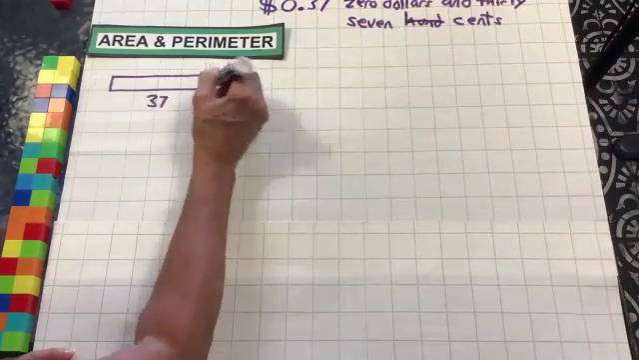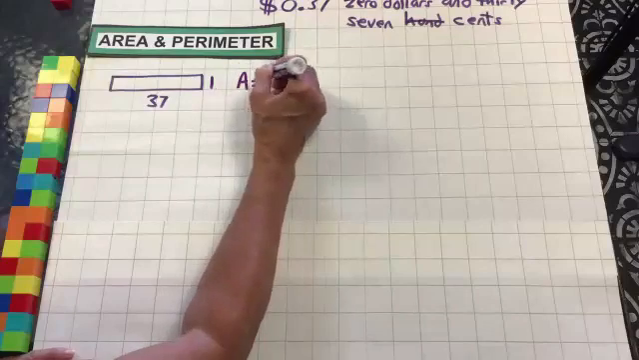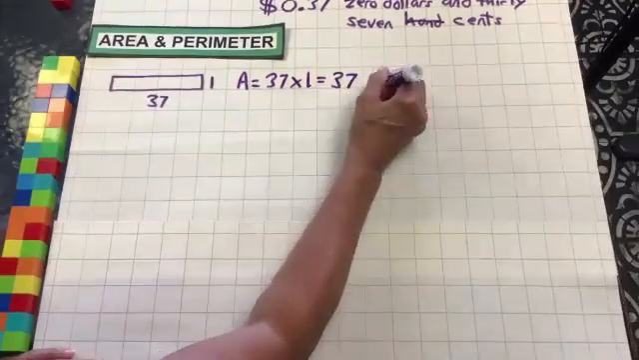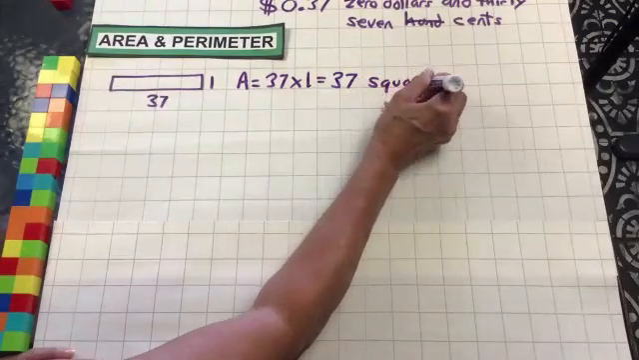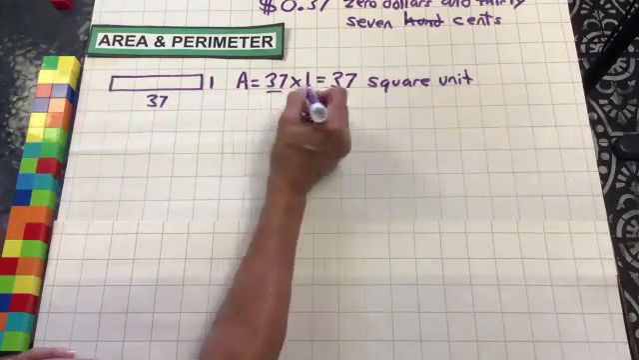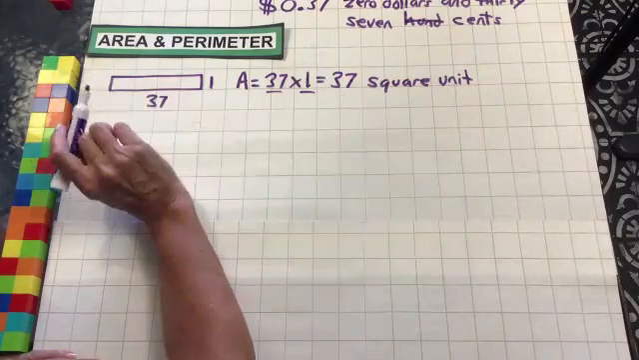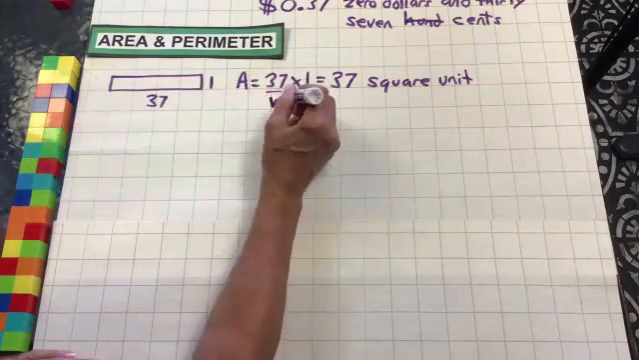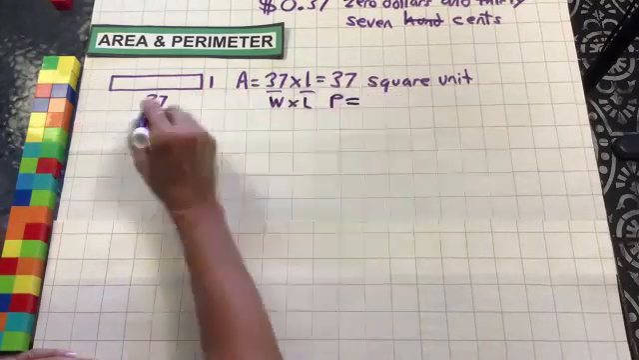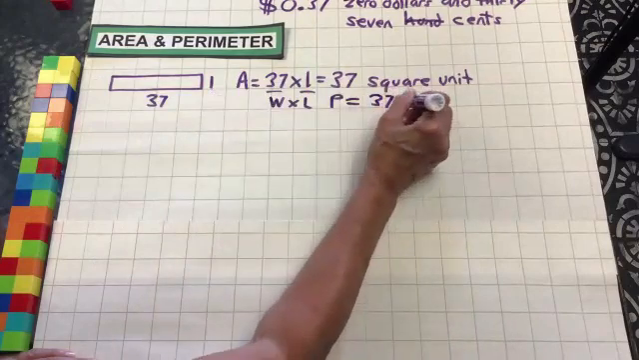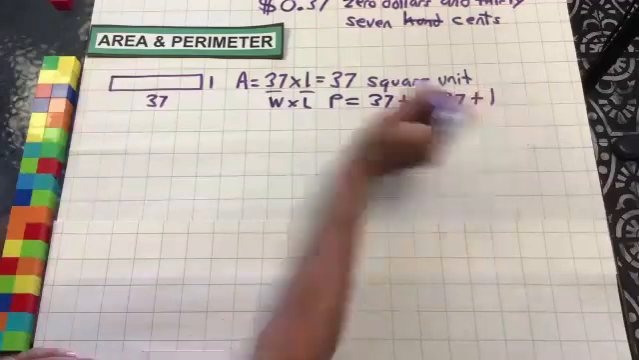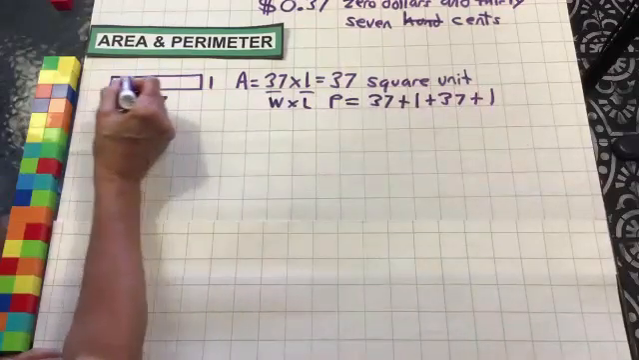So we're going to write 37 by 1, and that area would equal 37 times 1 equals 37 square feet, or square units. We don't know if we're using feet. All right, so 1, 2, is two-dimensional. So area is two-dimensional. It's width times length. And then we're going to do our perimeter of this one. So it's 37 plus 1 plus 37 plus 1. So we're just going along the edge.